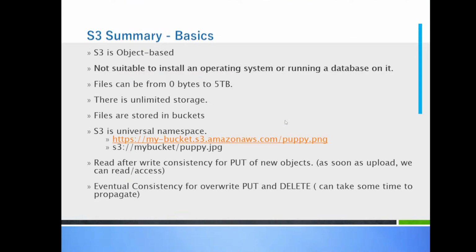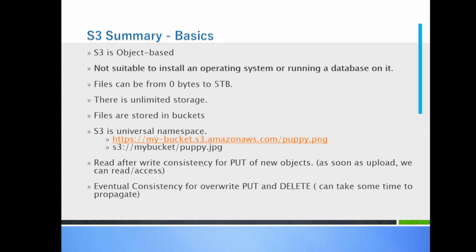Okay. So we have learned a lot about S3. Let's recap. S3 is object storage, not suitable to install any operating system or run any database on S3. The size can be 0 to 5 terabytes. You can store unlimited data in S3. The files are stored in buckets. The file names are a universal namespace. That means each bucket should have a unique name. And why should the bucket name be unique? Because we are creating the object URL as well as the bucket URLs, and that domain should be unique.